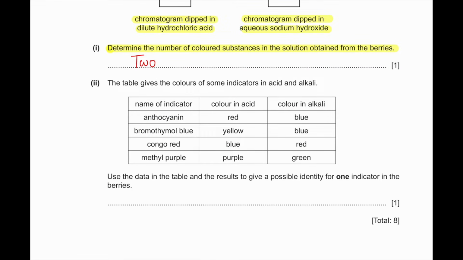Part 2. The table gives the color of some indicators in acid and alkali. Name of indicator: anthocyanin, color in acid red, color in alkali blue; bromothymol blue, color in acid yellow, color in alkali blue; Congo red, color in acid blue, color in alkali red; methyl purple, color in acid purple, and color in alkali green. Use the data in the table and the results to give a possible identity for one indicator in the berries.